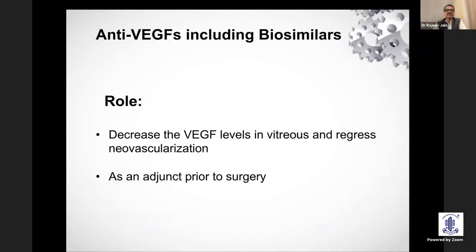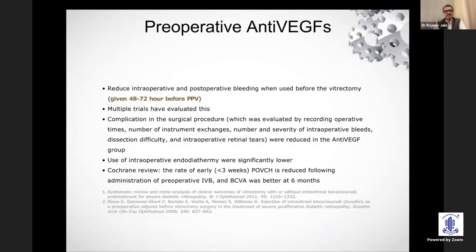So an interesting concept is anti-VEGF. That reduces the level of VEGF and regresses neovascularization. Most of us give it 2 to 3 days prior to the surgery, and we wait for 5 to 7 days. A lot of people wait for 5 to 7 days before going in. Various Cochrane reviews have shown that the rate of post-operative vitreous cavity hemorrhage is much less if pre-op anti-VEGFs have been used, and intra-op bleeding is also reduced.